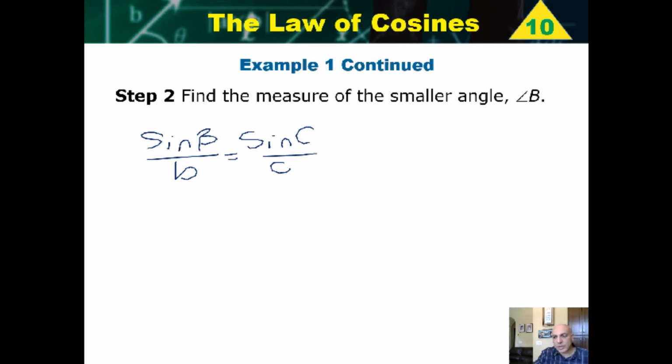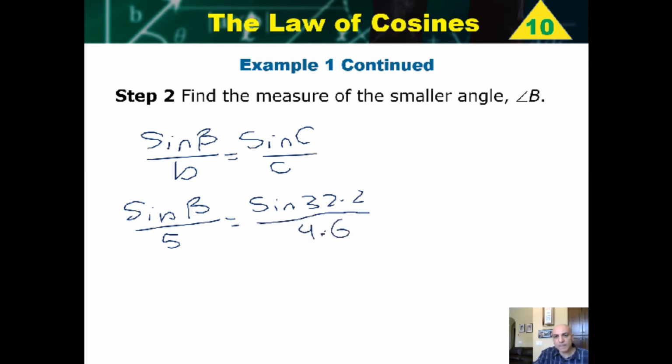Okay, and basically we just have to substitute here. Sine B is what you're looking for. You're looking for angle B, by the way. Sine B divided by 5 equals sine 32.2 divided by 4.6. Okay, and you cross multiply. When you cross multiply, you will end up with sine B equals 5 times sine. Sometimes I put these little dashes for sine, so I would not confuse it with 5.